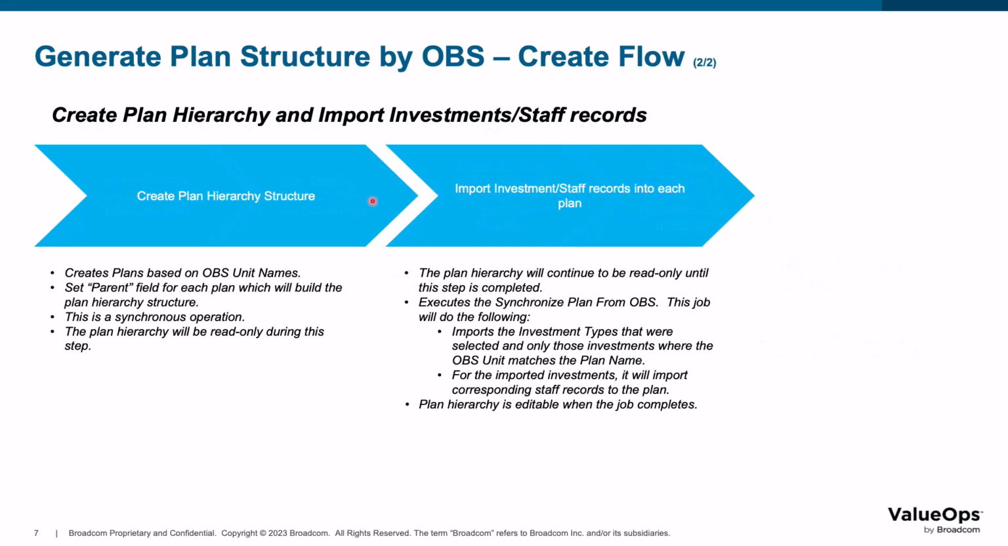So once we have the fiscal period and OBS information, we will go ahead and create the plan hierarchy and import the investment and staff records. So the first thing we do is create the plan hierarchy. And what it will do is traverse the OBS structure to create plans based on the OBS unit names. And then it will set the parent field that will build the plan hierarchy. This operation is synchronous, so depending on how large your OBS unit structure is, it may take a while, and you have to wait until this portion of the step is completed.